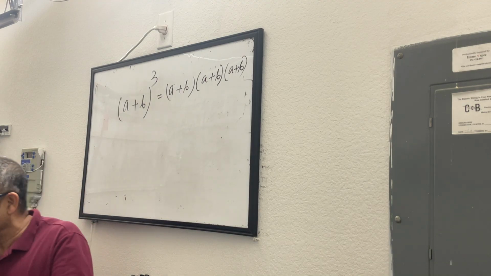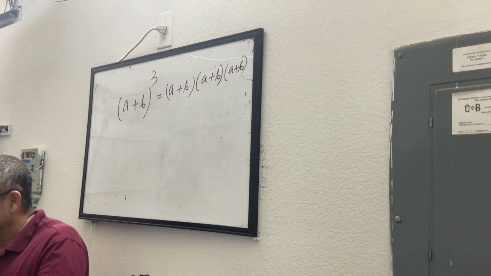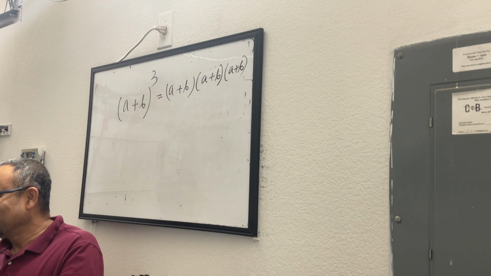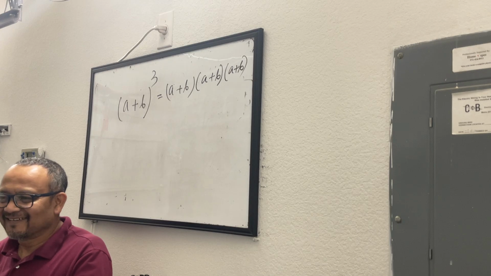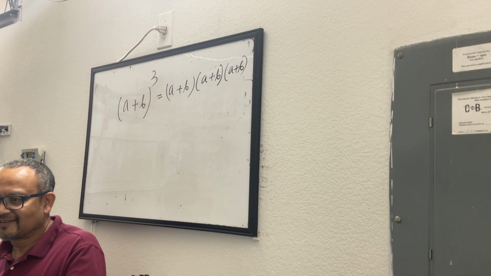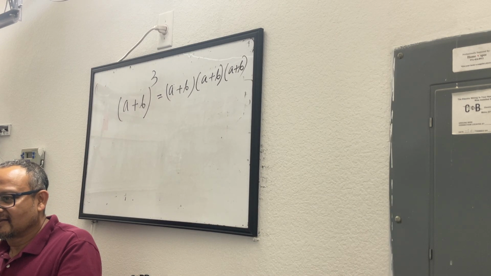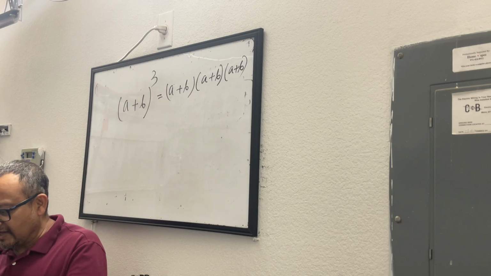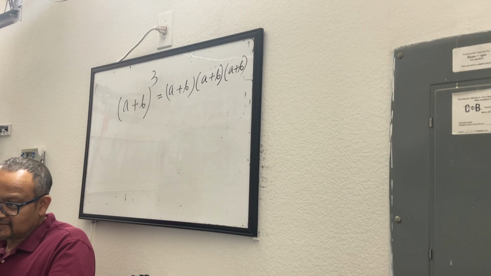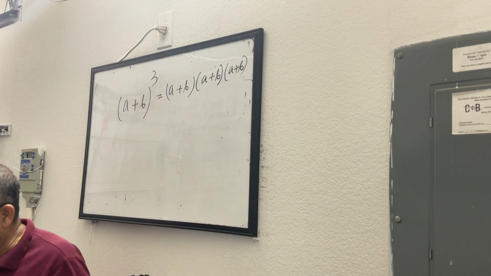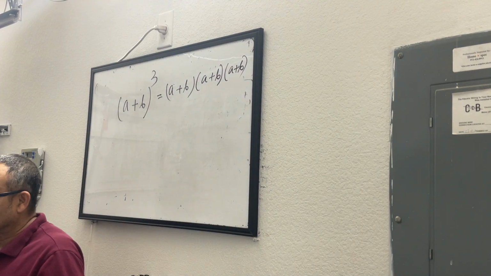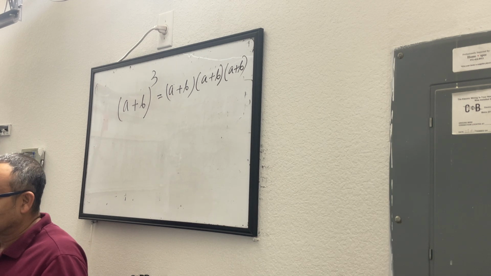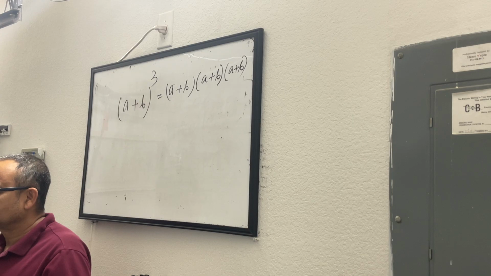Yeah, I got the same answer. Same answer? Okay. I did ab times ab times a plus b times a plus b times a plus b. So I need the complete breakdown of this. That's my goal. Okay, how about you? What did you get? I got a cubed plus b cubed.